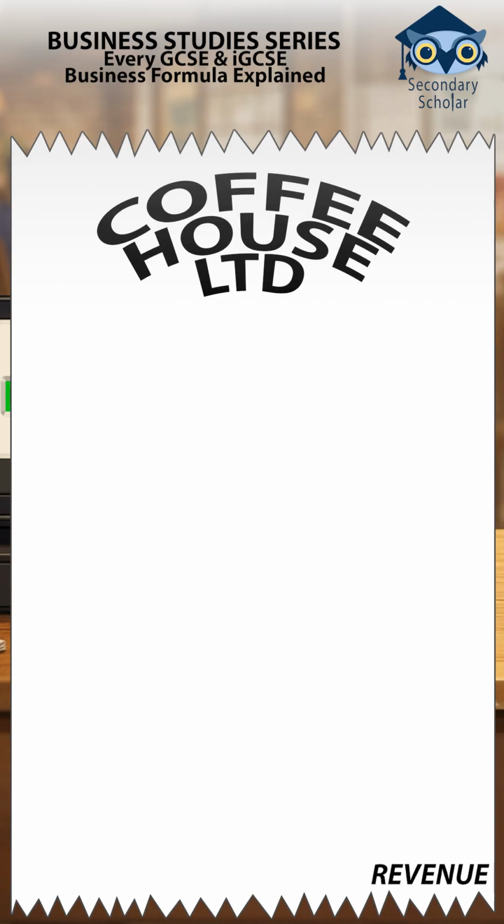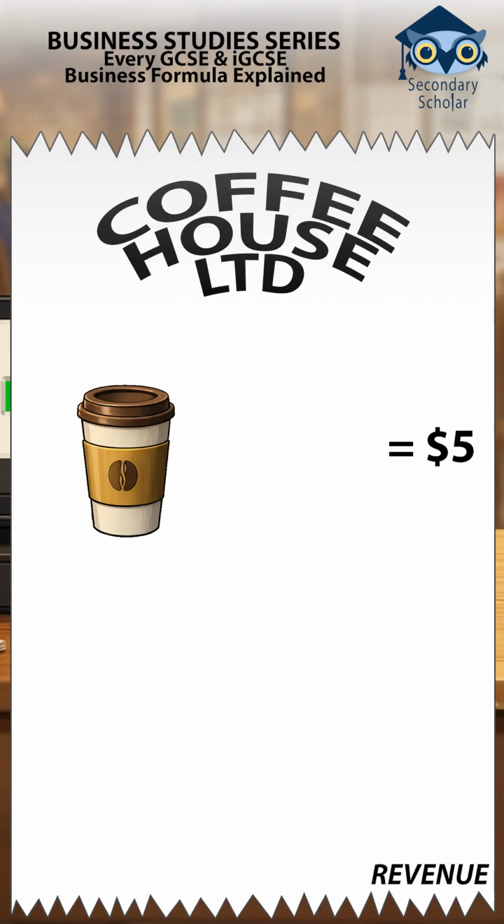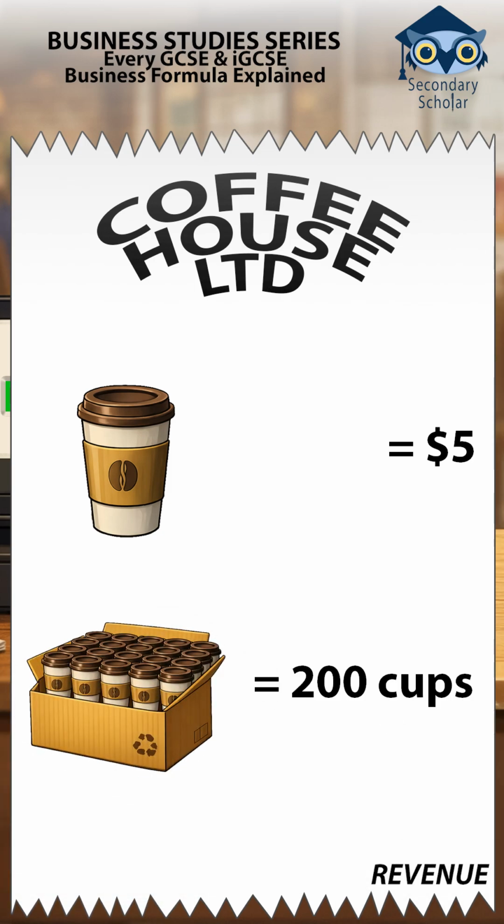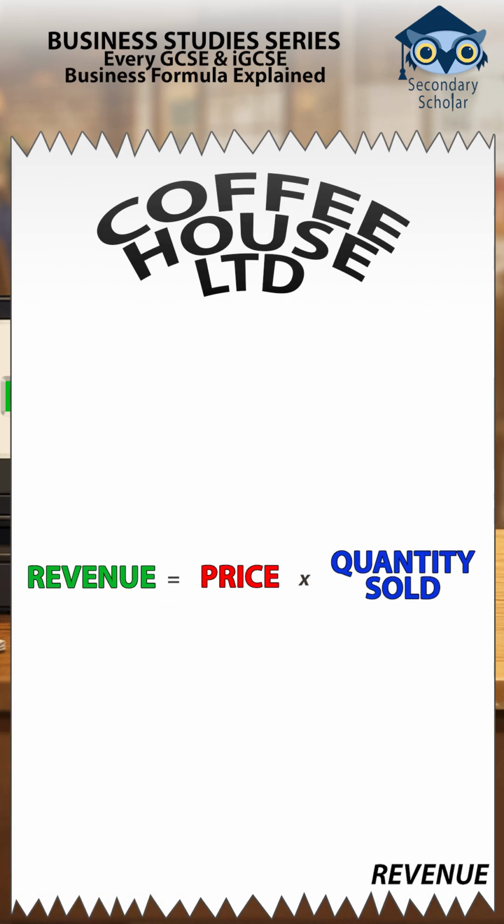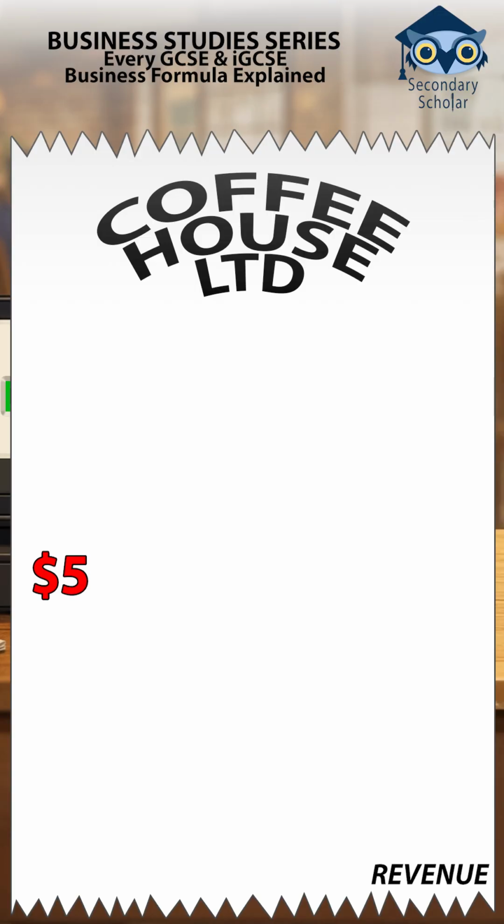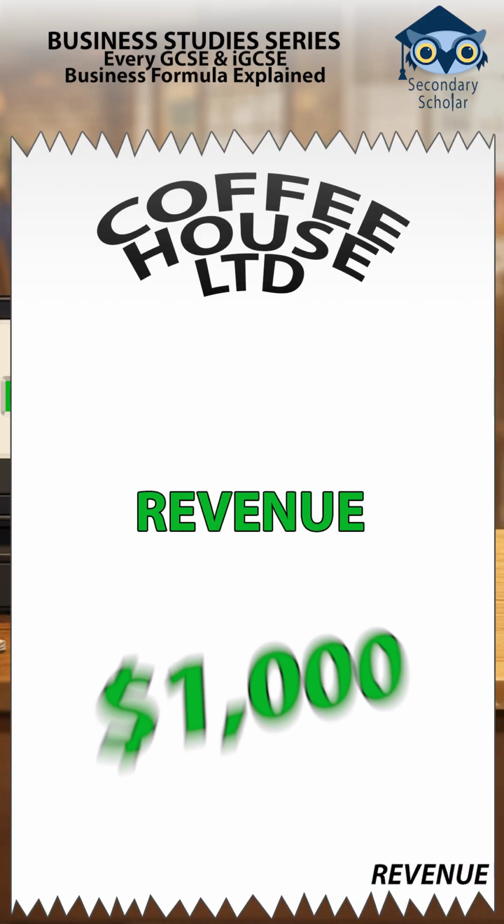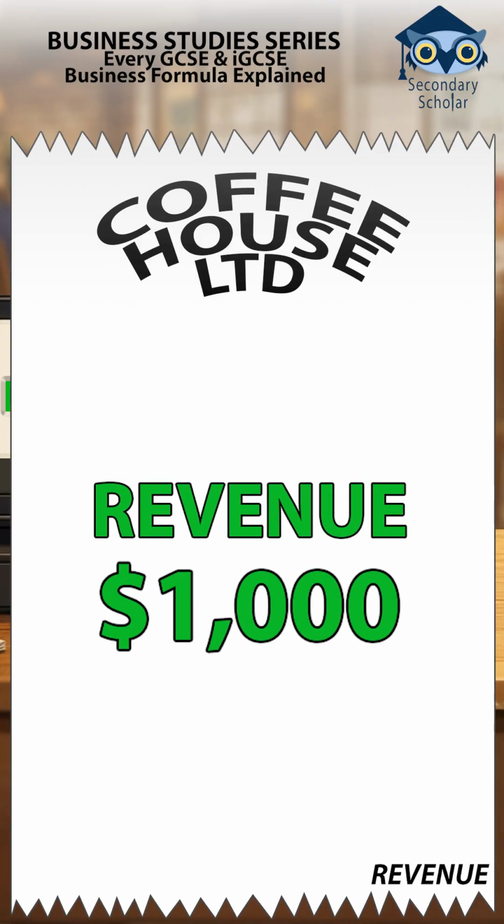Coffee House Limited sells a cup of coffee for $5. On a typical day, the cafe sells 200 cups of coffee. To calculate revenue, we multiply the price by the quantity sold. 5 multiplied by 200 equals 1,000. So the cafe earns $1,000 in revenue per day from coffee sales.